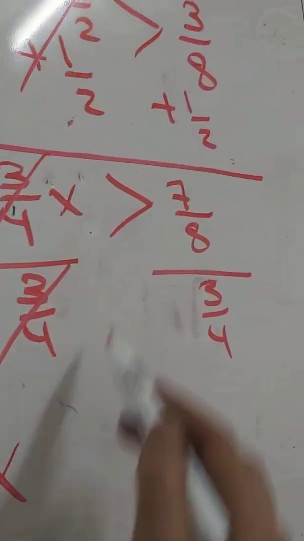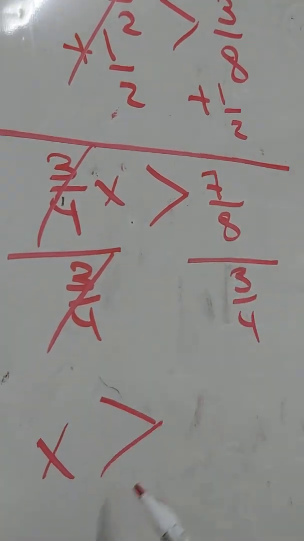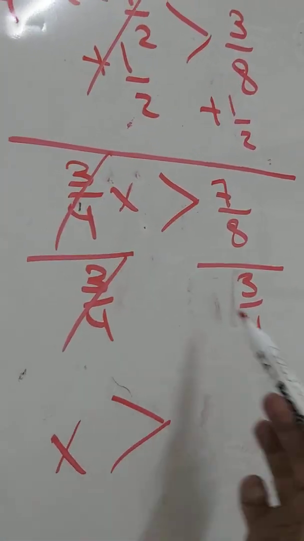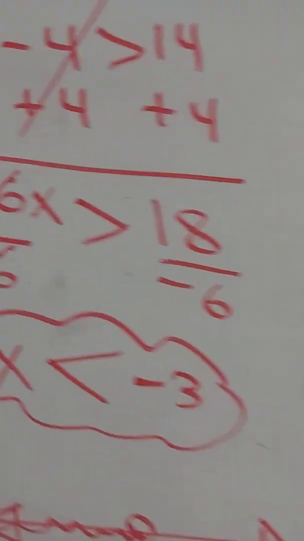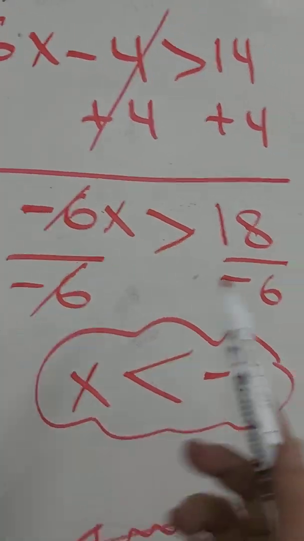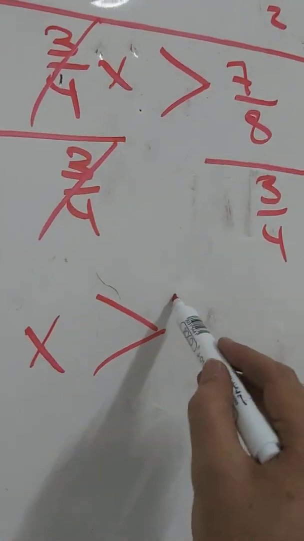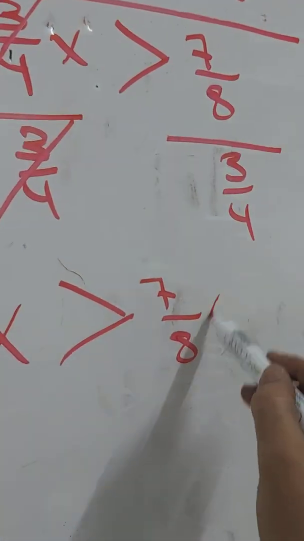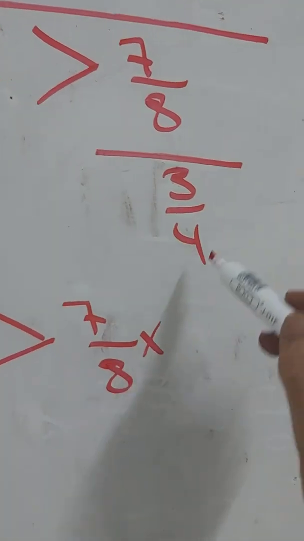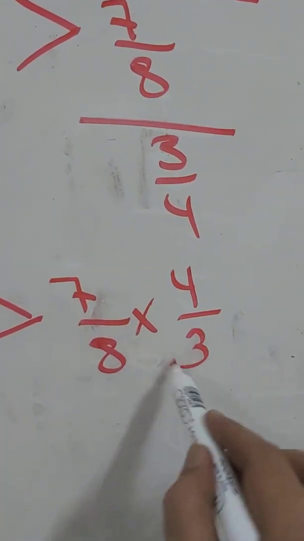This will be 1, still x, and this comes down. I don't want to switch the sign because I divide by a positive. But if you remember, I switch when I divide by a negative. Now I will divide the fractions. If you remember, the first fraction stays the same, the division becomes multiplication, and the second fraction we flip. It will be 4 over 3.